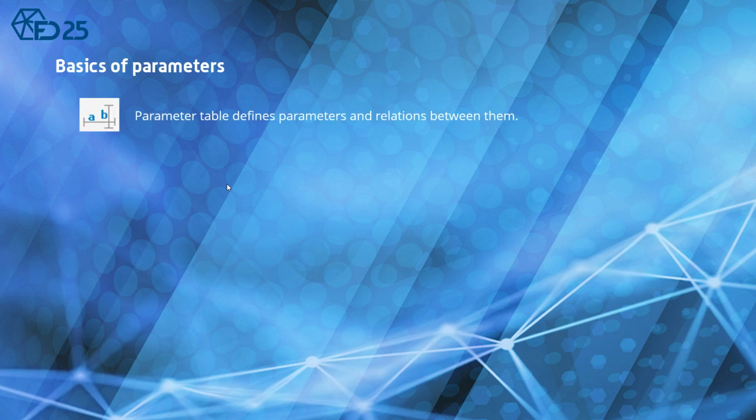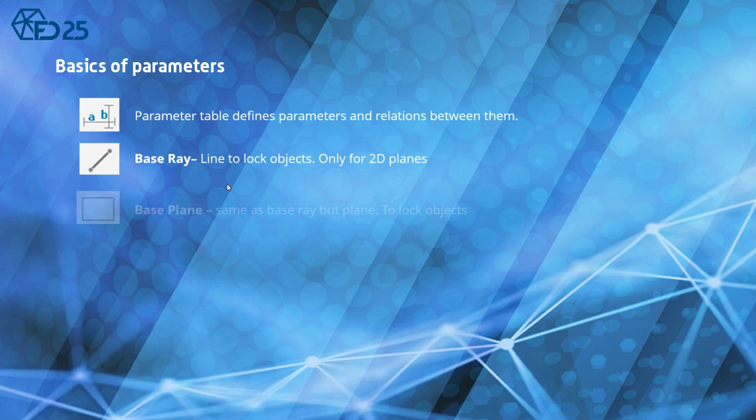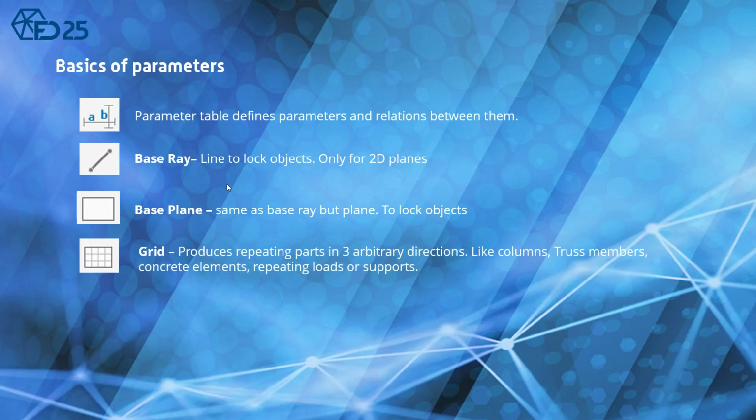So the basics: first you set the parameters in the table. So parameter table defines those parameters. Then you define base rays, which are like lines, but they only work for 2D planes. Then you define base planes, and they work for 3D structures. And then you define grid. Grid means that it's a repeating same pattern. Like I have this lattice milestone, you have concrete elements which keep repeating. So that is a grid. Or a truss is a good example of a grid.